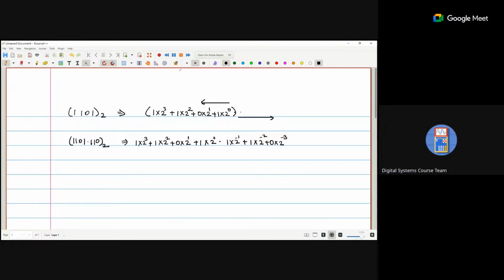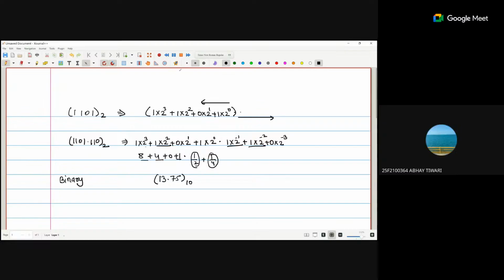So the number is 8 plus 4 plus 0 plus 1, point, that is 2 raised to power minus 1, that is 1 by 2, plus 2 raised to power minus 2, that is 1 by 4. 8 plus 4 is 12, plus 1 is 13, point. 1 by 2 is 0.5, and 1 by 4 is 0.25. So 0.5 plus 0.25 is 0.75. This is for binary to decimal.